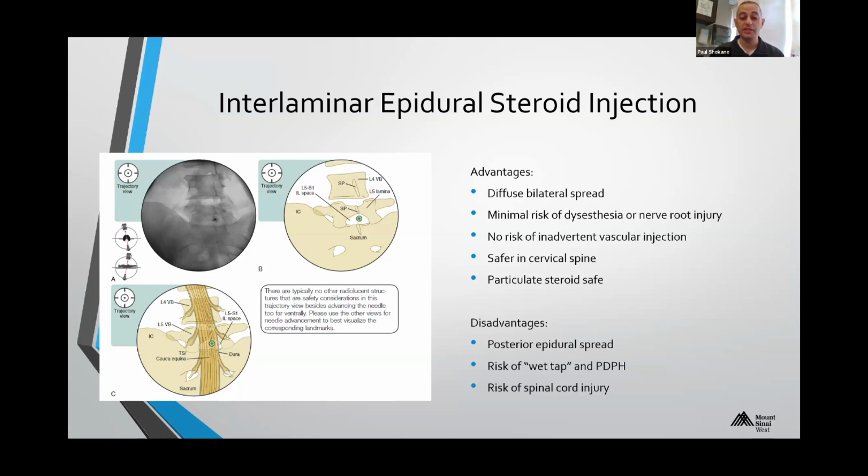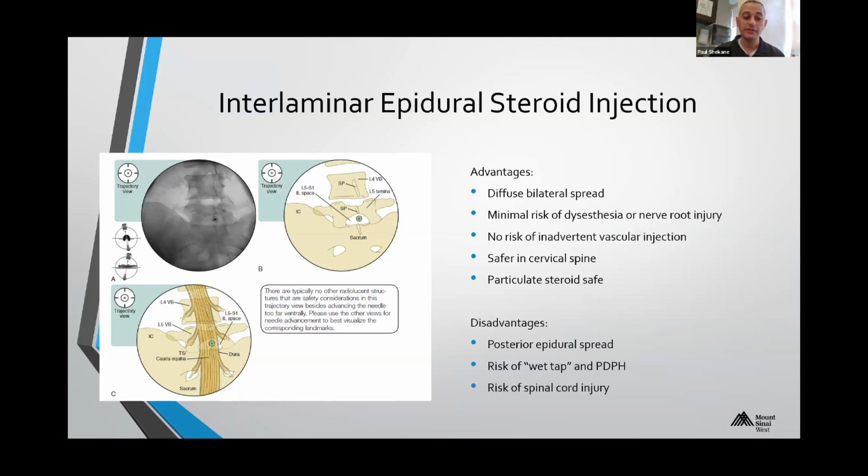We can also use a type of steroid that has particulate. Most of the pathologies are occurring anterior, where the disc is actually impinging on the nerve root. So with this technique, we're accessing the epidural space in the posterior space. We also risk inadvertently puncturing dura, and this may lead to a post-dural puncture headache.